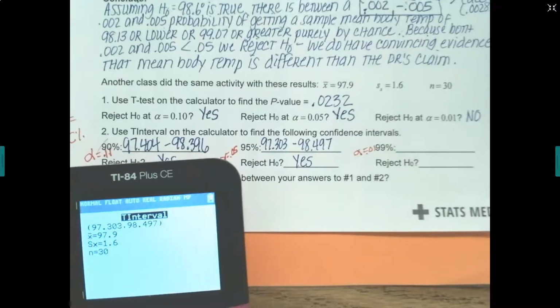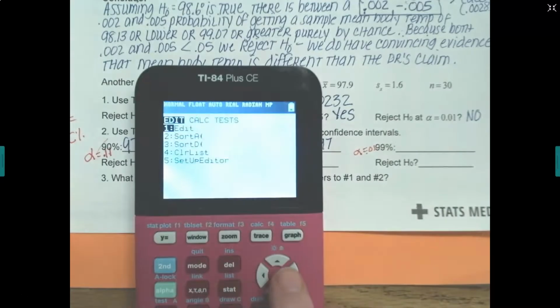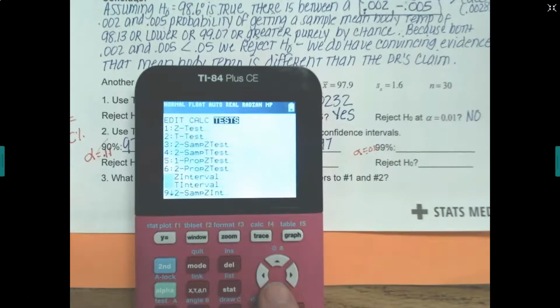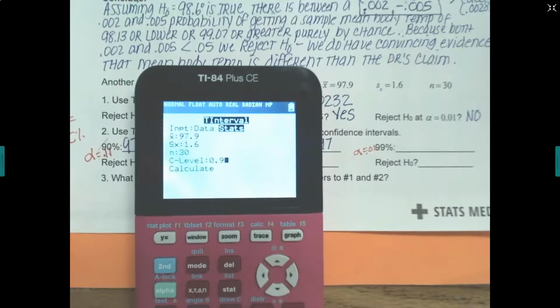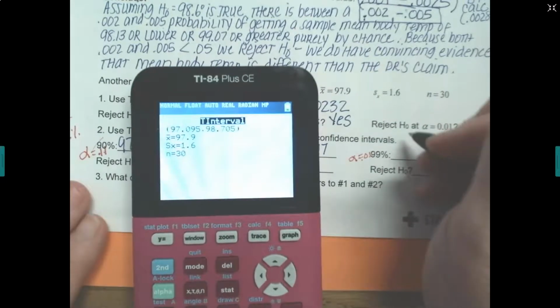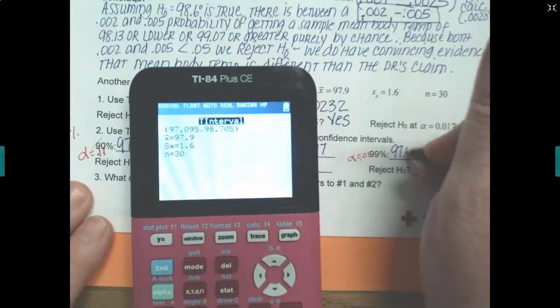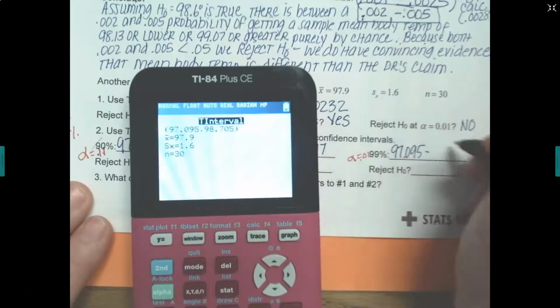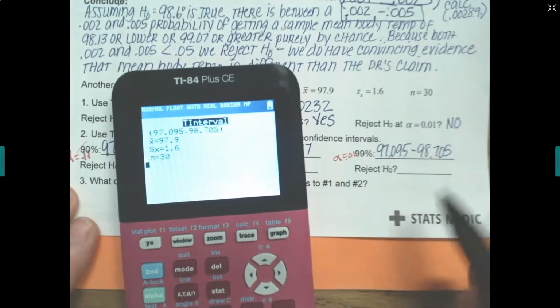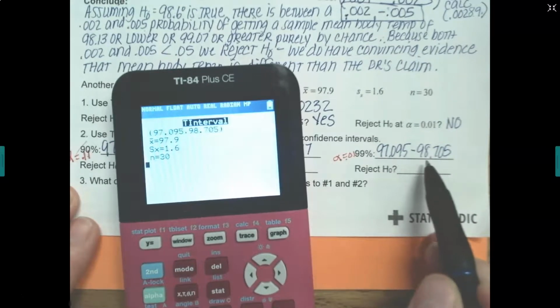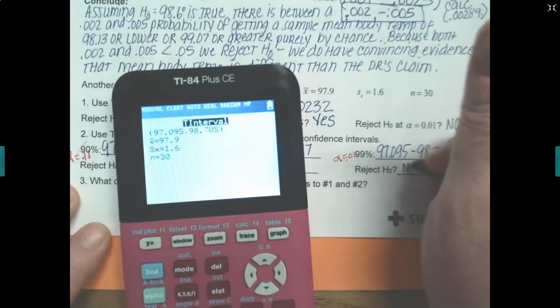Okay. And then our last time, back down to t-interval. This time we're doing a 99% confidence interval. So we're going to change that to 99 and get a confidence interval of 97.095 to 98.705. Now 98.6 is in that interval, so you wouldn't reject at that point.